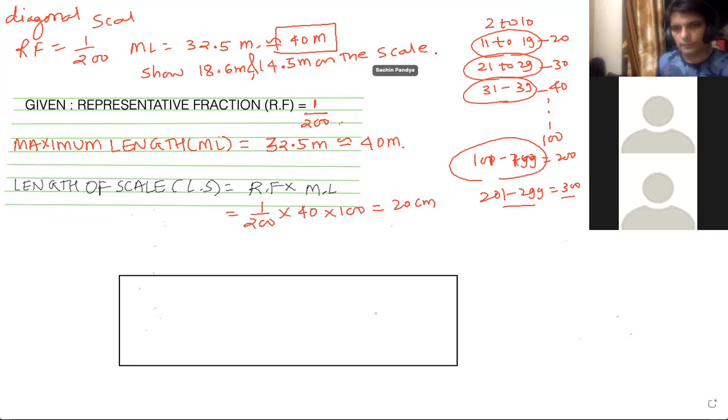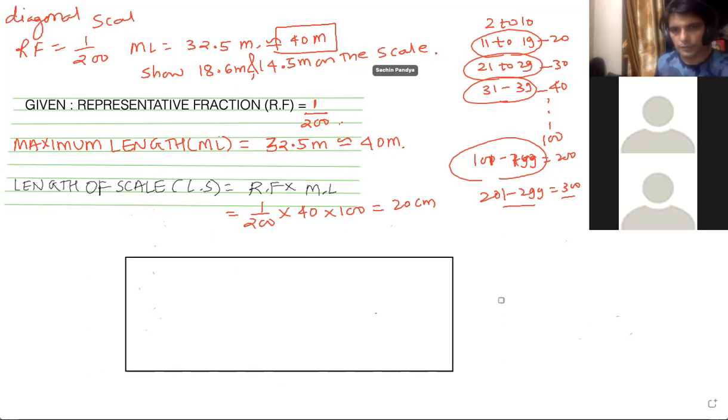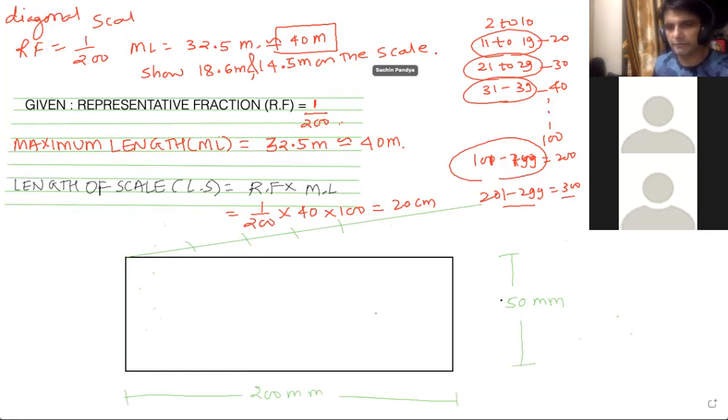Now you draw 20 centimeter. Then you'll divide this into how many parts? 4 parts. So I'll draw an angle. This is 20 centimeter. This is 50 millimeter, and this is 200 millimeter. I'm writing in millimeter so you don't get confused. We got 20 centimeters, that is 200 millimeter, divided by 50 millimeter. Then you divide this into how many parts? 4 parts.